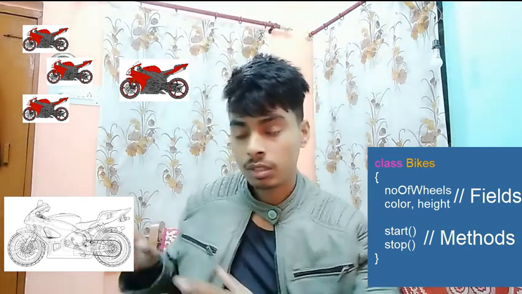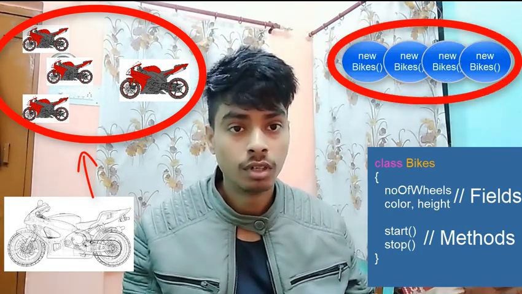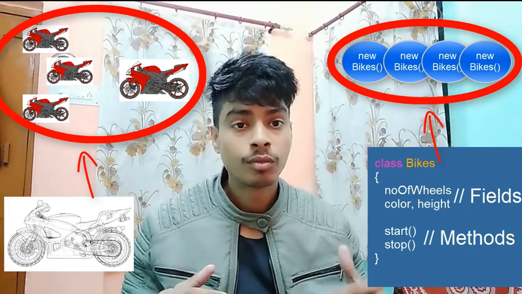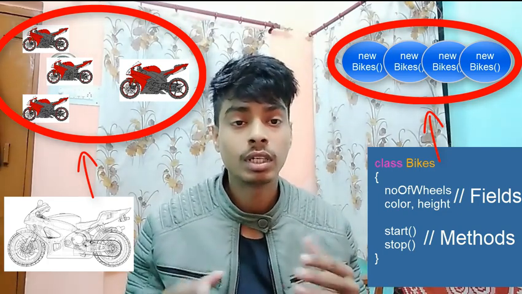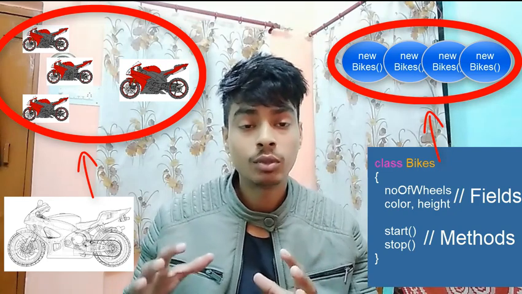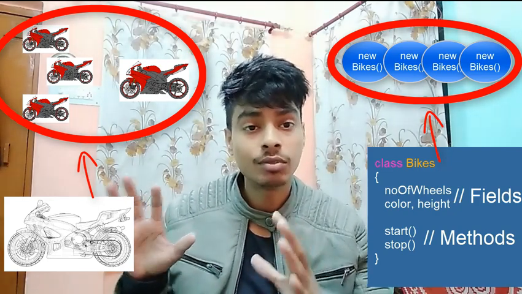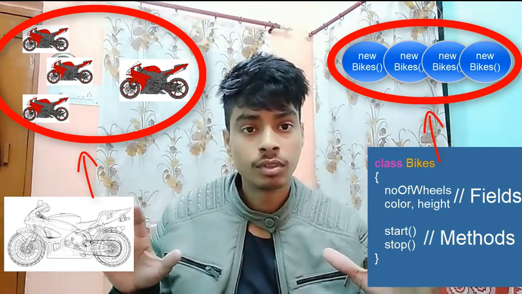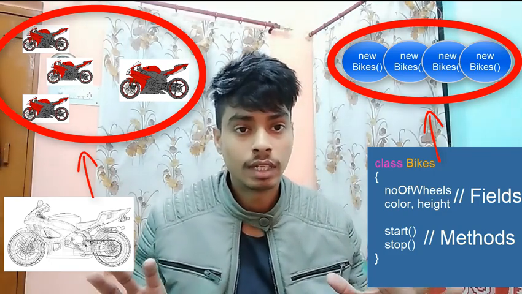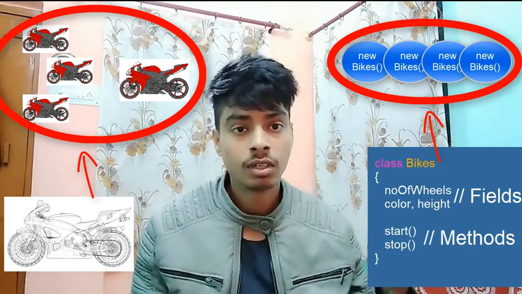So a class is just a representation of an object. For example, using this we can create n number of bikes in the real world. Using a class we can create n number of objects in the programming world. We don't need to create one more class, we don't need to create a separate class for individual objects. No, that kind of thing doesn't exist.